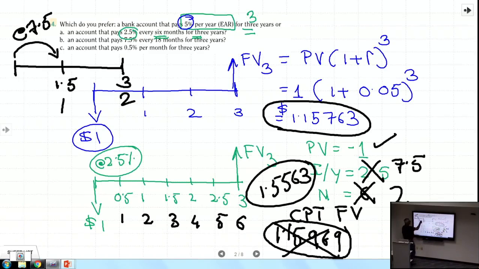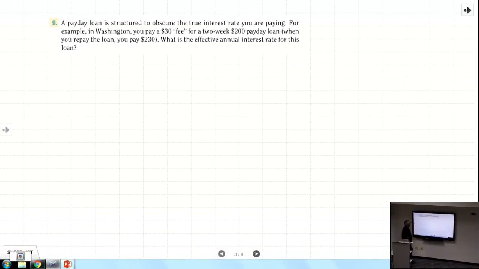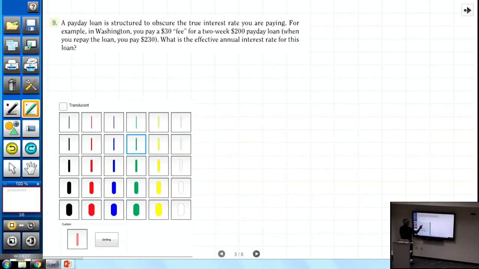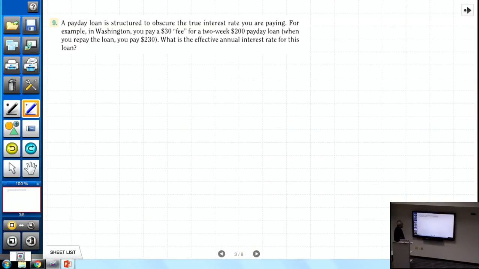Notice that if you compound more frequently, your future value goes up. When you compound less frequently, your future value goes down. Okay, so you get a little bit of an understanding of the relationship of compounding to how much you would have at a future time period. All right, so let's take a look at problem number 9.